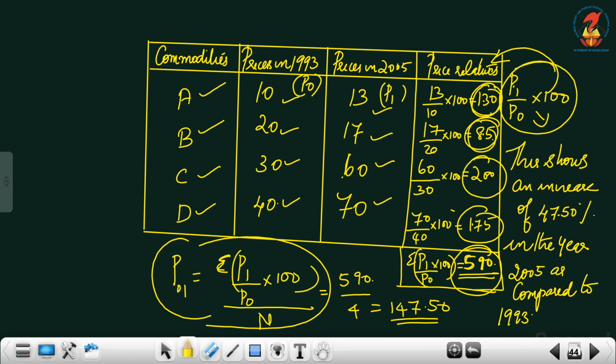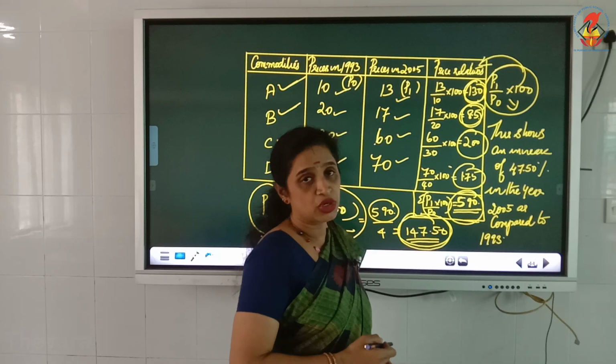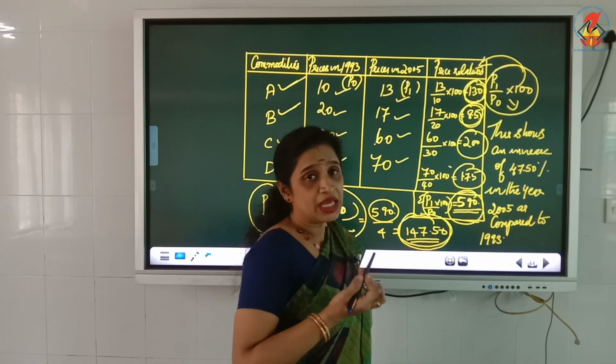What you will get? P01 is equal to sigma of P1 by P0 into 100, that is 590 divided by 4. That means how many items are there? 4 items are there. Now when you do that, you will get the index number. This is the index number as 147.50.